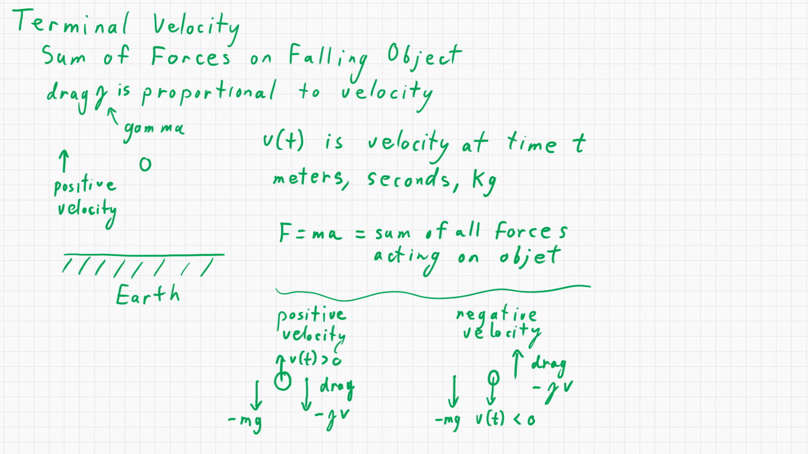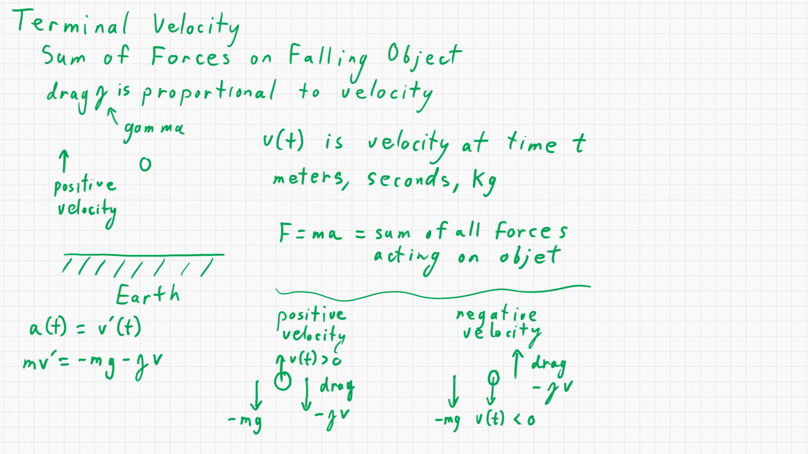From there, we can make the equation. We have force equals mass times acceleration. Acceleration a of t is going to equal v prime of t, the derivative of the velocity. That's how we complete this equation. We have the mass of our object times v prime, which by Newton's law, mass times acceleration equals the sum of all the forces, is going to be negative mg, and then minus gamma v.